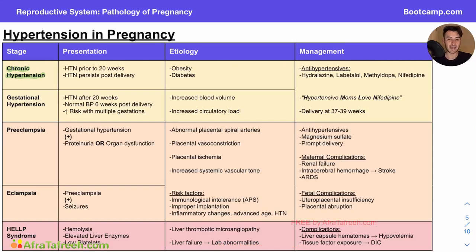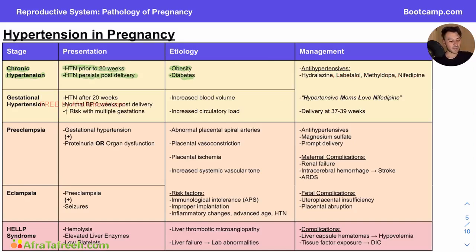So let's talk about chronic hypertension, which is going to be a patient who has hypertension as set by our definition before pregnancy even starts. So this is going to be things like obesity or diabetes or a number of other conditions that can cause hypertension, and now they happen to be pregnant. So these patients are going to be hypertensive up to pregnancy, and within the first 20 weeks, and then they're going to go through pregnancy hypertensive, and after they deliver their baby, they're still going to have hypertension. So this is by definition hypertension prior to 20 weeks, and our hypertension is going to persist after delivery of the baby.